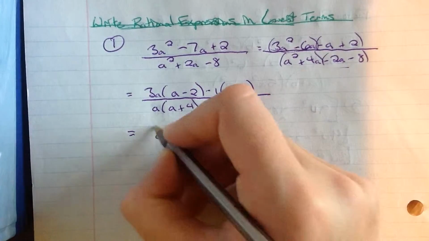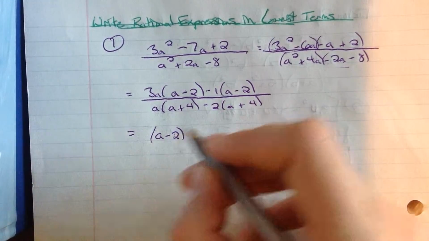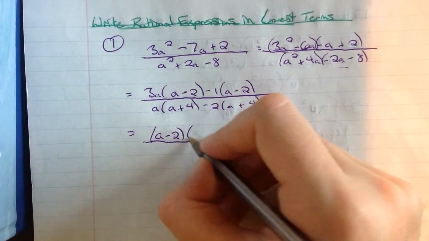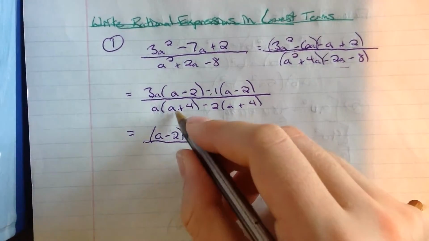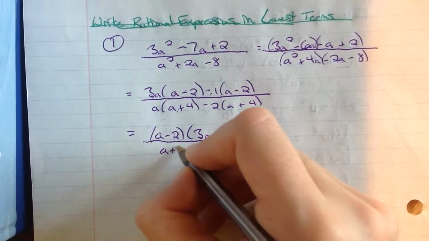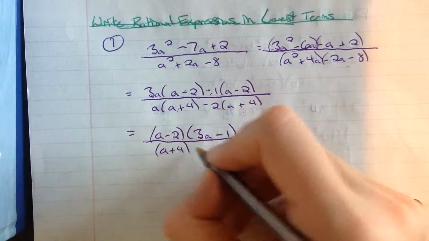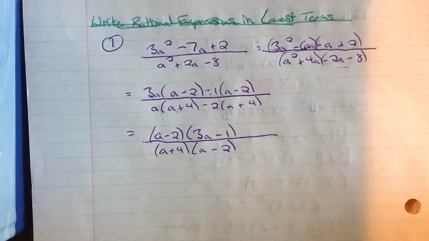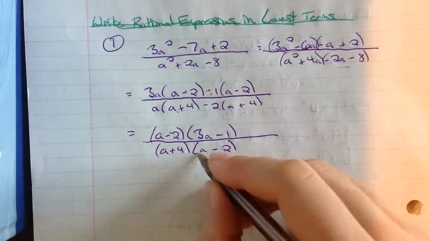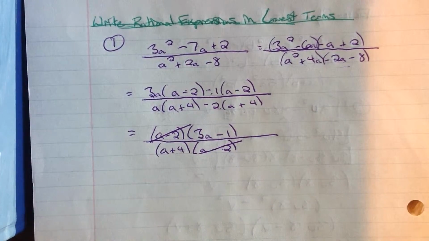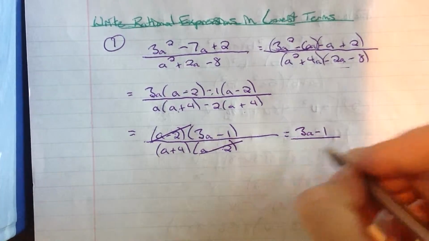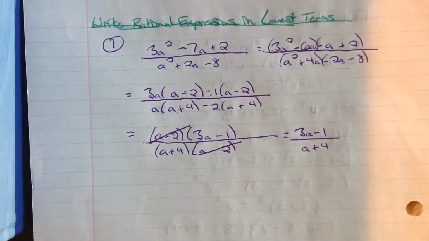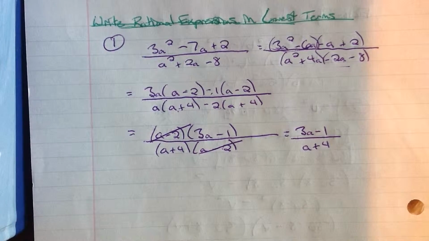So what's in parentheses in common in the front is a plus 2. What we pulled out front is 3a minus 1. What's in common in the bottom is a plus 4. What we pulled out front is a minus 2. Notice top and bottom, they share this in common. So they cancel, leaving me with 3a minus 1 over a plus 4. And that would be written in lowest terms.